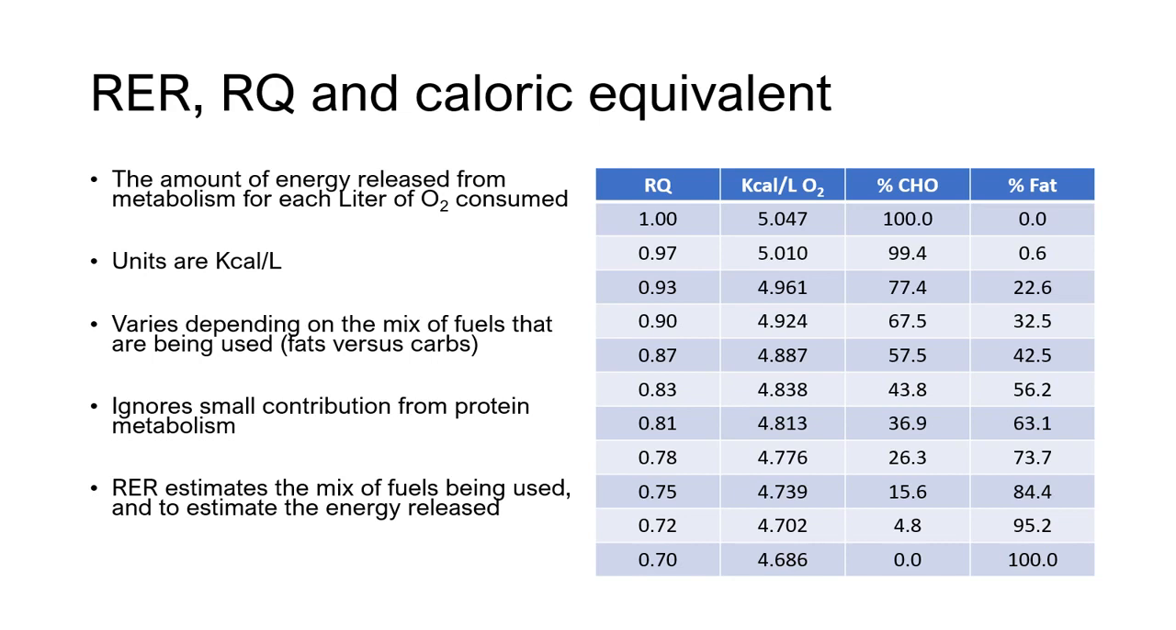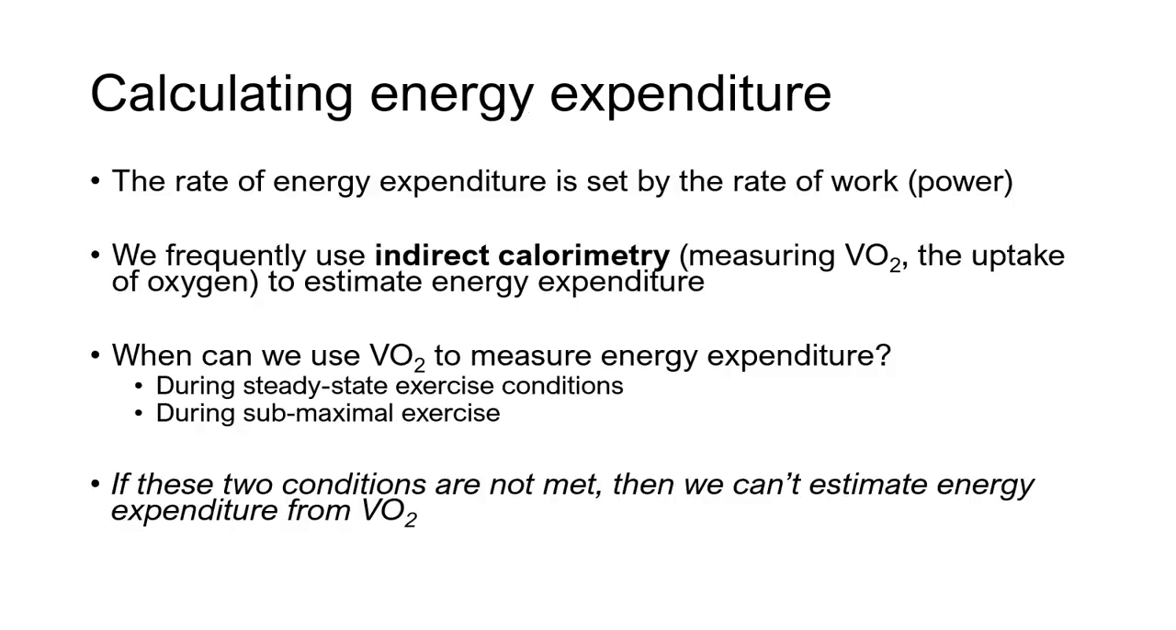What determines how much power or work we're doing is the activity. We use this indirect calorimetry to estimate how much energy we're using. So when can we actually use it? The best answer is during steady state exercise conditions, during submaximal exercise. If we're not meeting these conditions, then we can't really estimate energy expenditure. It's very difficult to estimate energy expenditure during maximal exercise because that's not submax.